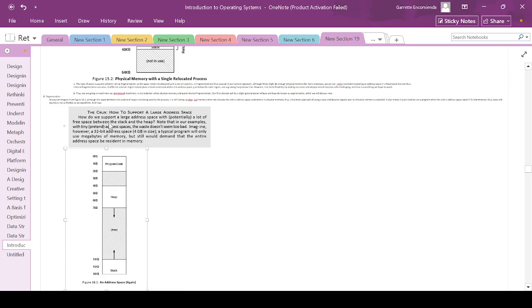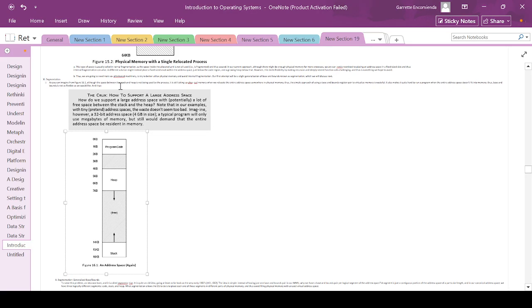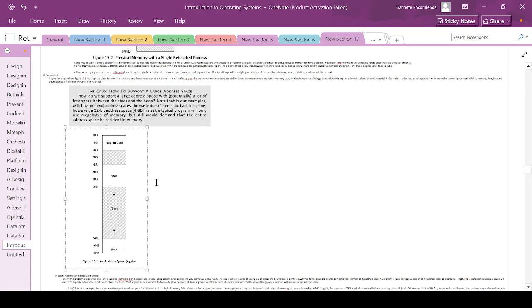As you can imagine from figure 16.1, although the space between the stack and the heap is not being used by the process, it's still taking up physical memory when we relocate the entire address space somewhere in physical memory. Thus, the simple approach of using a base and bounds register pair to virtualize memory is wasteful. It also makes it quite hard to run a program when the entire address space doesn't fit into memory. Thus, base and bounds is not as flexible as we would like.